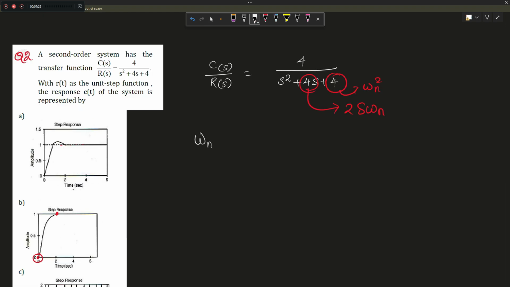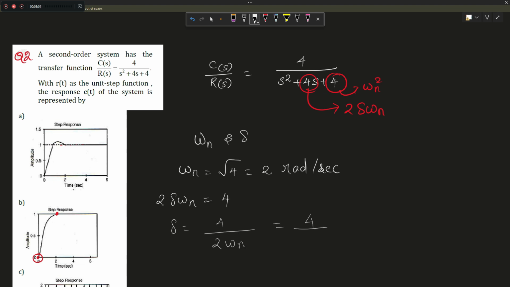We will find out the value of natural frequency of oscillations and damping ratio by comparing the coefficients in this characteristic equation. The natural frequency of oscillation is the square root of 4, which is 2 radian per second. So, therefore, 2 delta omega n is 4 by comparing the coefficients. So, what is the damping ratio? 4 divided by 2 into omega n, which is 4 by 2 into 2, which is 1. So, this is a critically damped system.